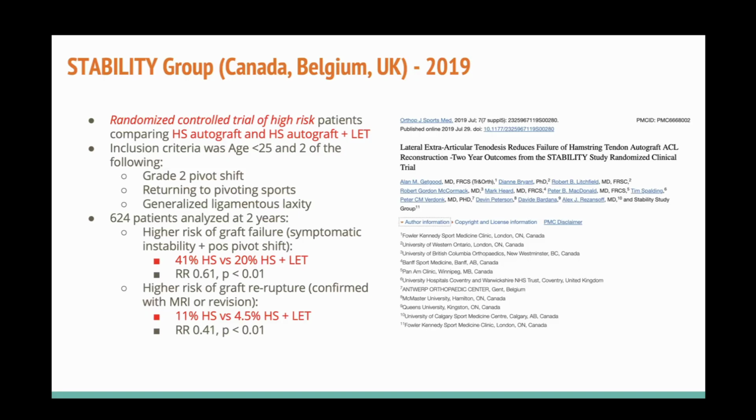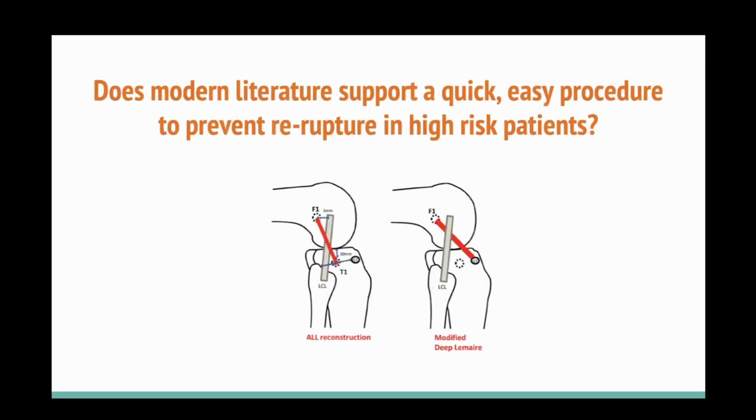And he actually found similar findings, that adding an LET significantly decreases your risk of graft failure, graft re-rupture, and revision surgery. Again, not trivial numbers. We're talking about graft re-rupture 11% for hamstring and 4.5% for hamstring plus LET at 2-year follow-up.